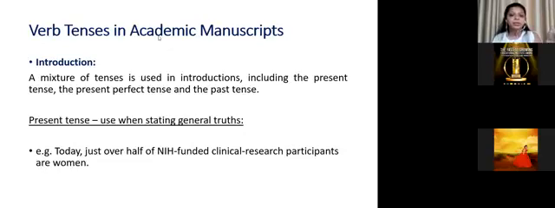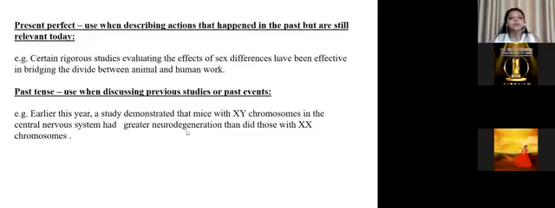Let's see. Today, just over half of NIH funded clinical research participants are women. So when you are talking about what everybody knows, you can use present tense. So that is one instance. And let's look at this one. When to use present perfect. Use when describing actions that happened in the past but are still relevant today.